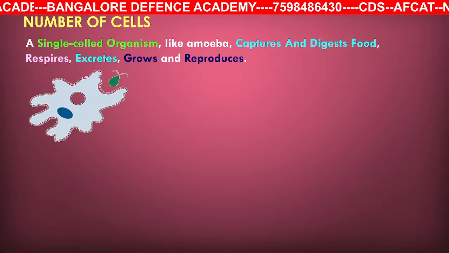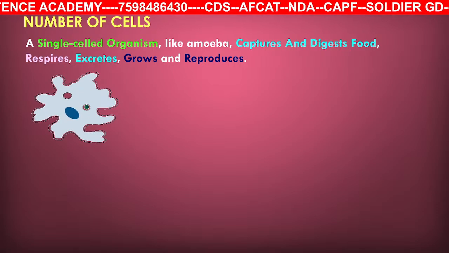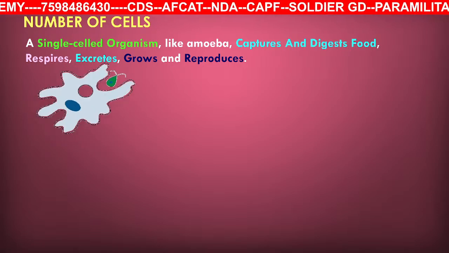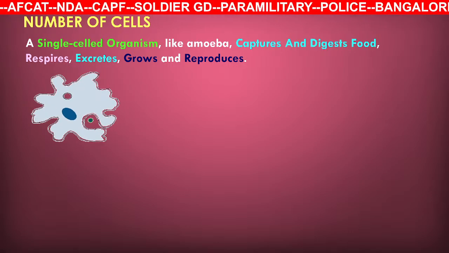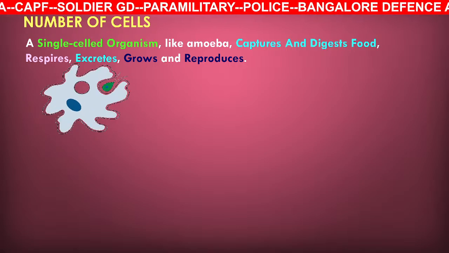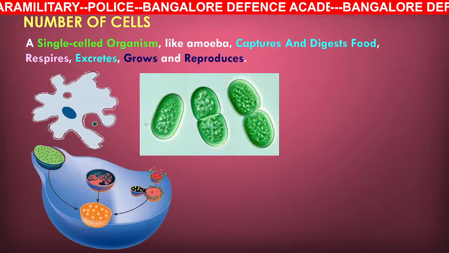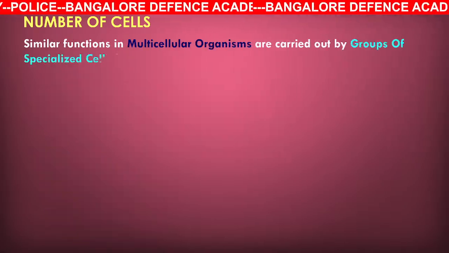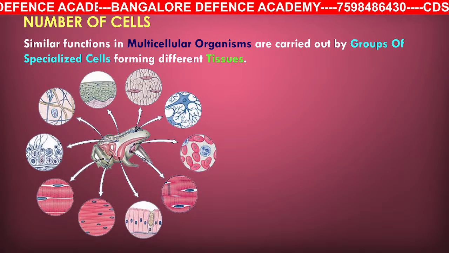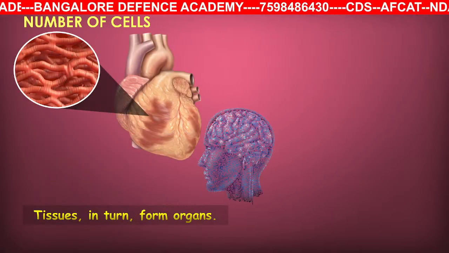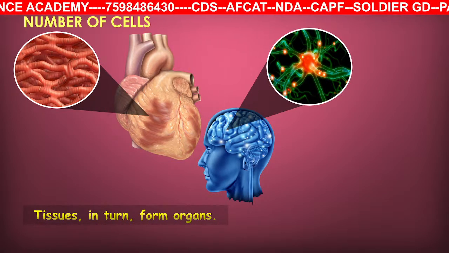Look at this. A single cell organism like amoeba captures and digests food, respires, excretes, grows and reproduces. Can you see this green colour thing? This green colour is food, and this is an amoeba which is trying to eat that food and throw it out. So it is trying to capture. This is one complete cell. So amoeba is a unicellular organism. Similar functions in multicellular organisms are carried out by a group of specialized cells. For example, heart: the cells form into tissues, tissues form into organs.